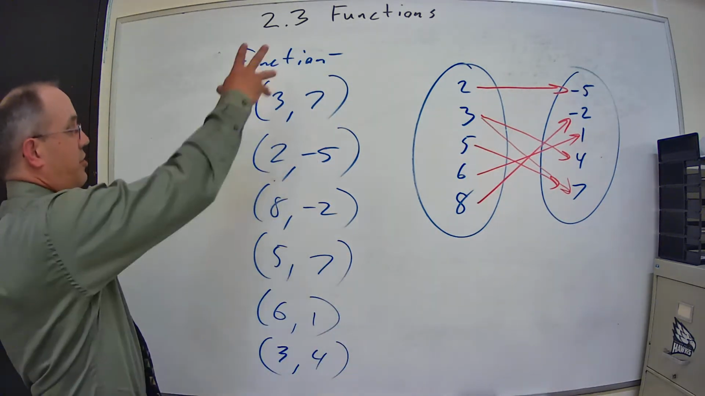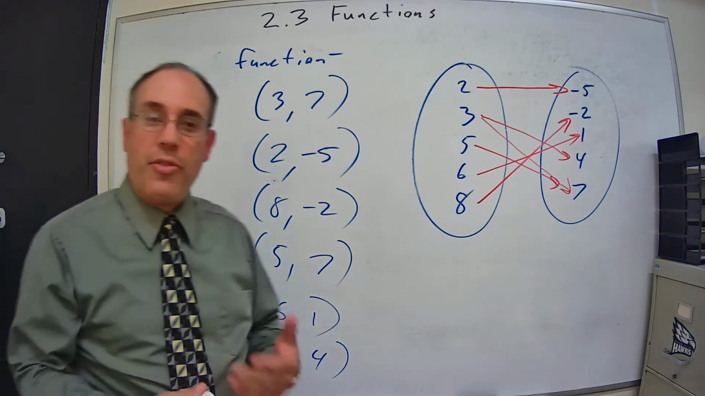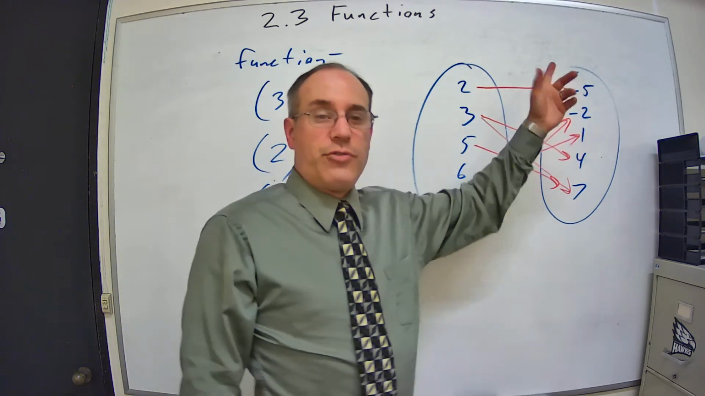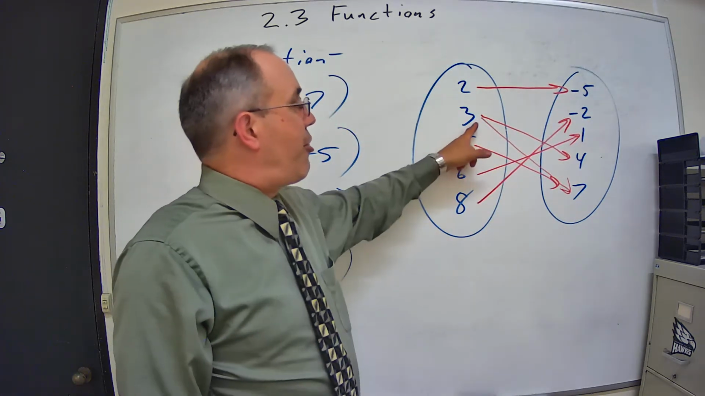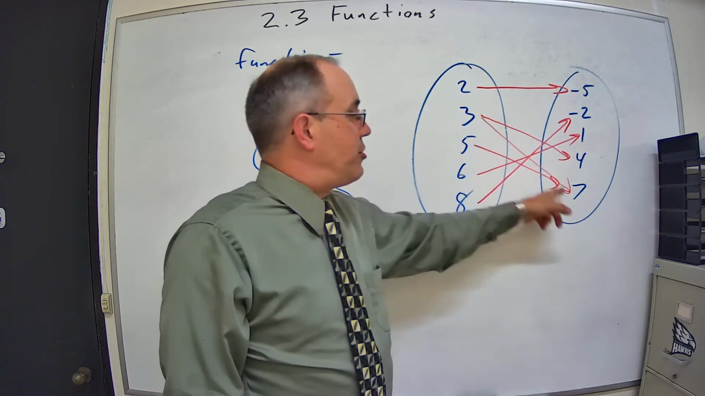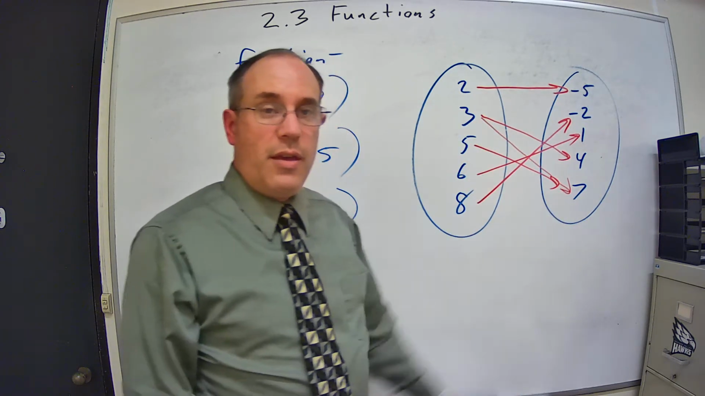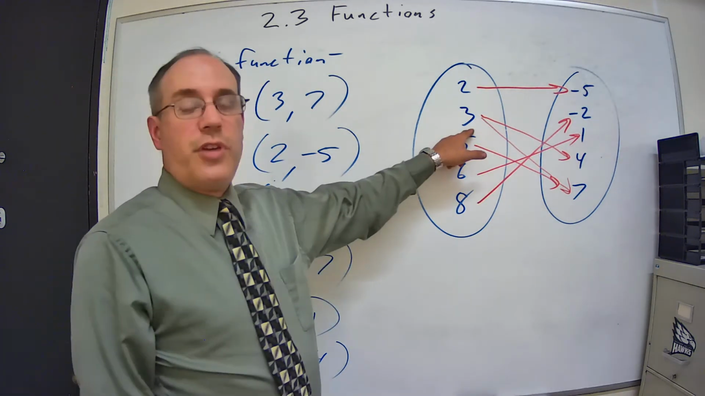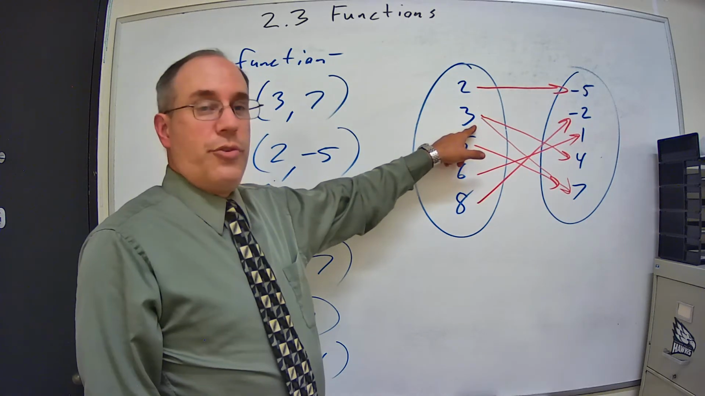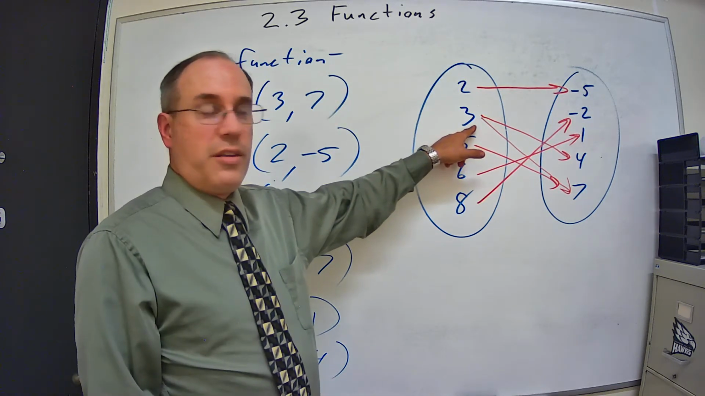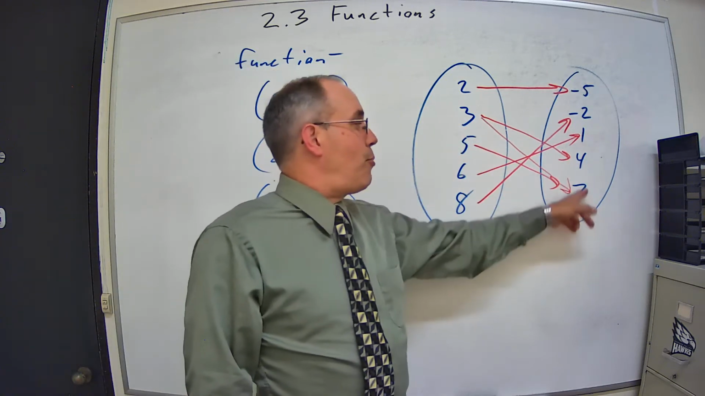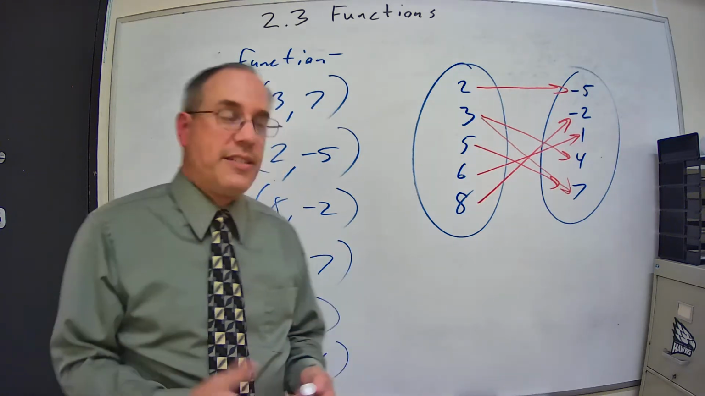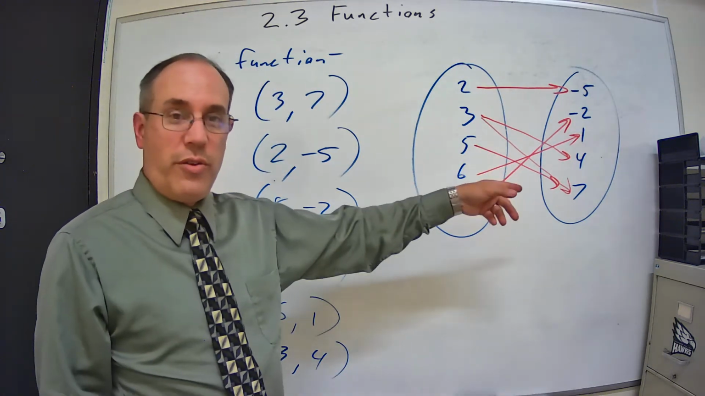So looking at this relation, I want to determine whether it's a function. And I see that the 2 goes to -5, so it only goes one place. I see that 3 goes to 4 and to 7. Therefore, this is not a function, because if you tell me that you inputted a 3 into this, I can't tell you what the output is. I can tell you it's 4 or a 7, but I can't say for 100% surety which one of those it is.